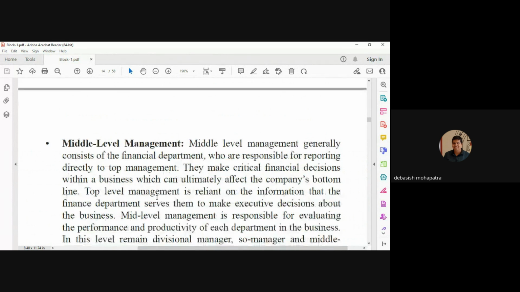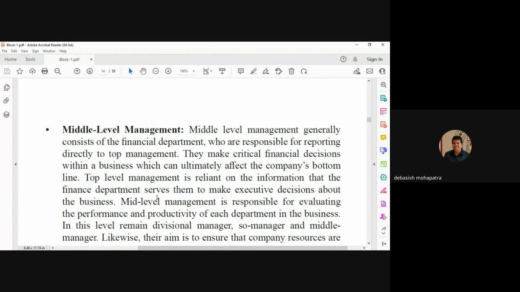Then is the middle level management, which generally consists of the financial department, who are responsible for reporting directly to the top management. They make critical financial decisions within a business which can ultimately affect the company's bottom line. Top level management is reliant on the information that the financial department serves them to make executive decisions about the business.